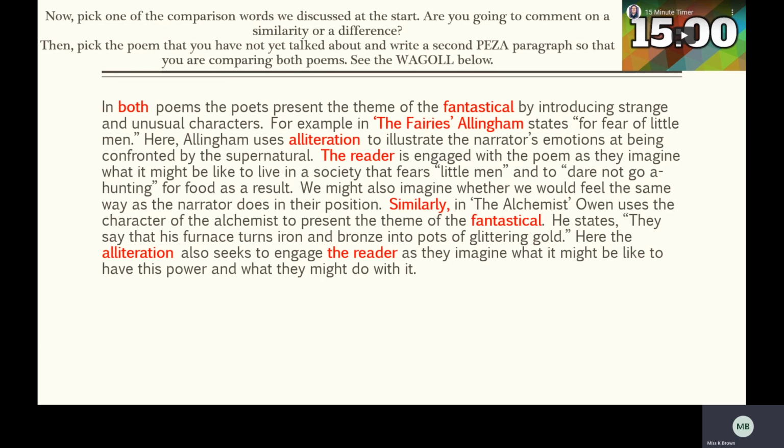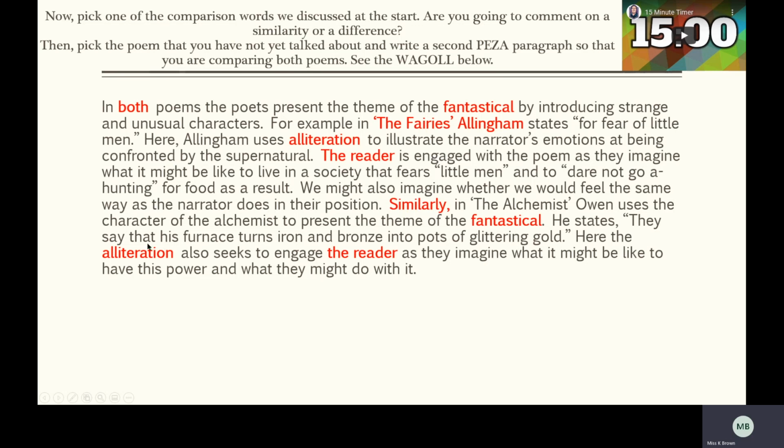So if you have a look at the waggle, which I've got on the board, right up until "similarly", that is exactly what we have got in our sentence starters up at the top. But from "similarly", this is where I've added my second piece. So I say, similarly, in The Alchemist, Owen uses the character of the alchemist to present the theme of the fantastical. I'm still following those instructions. I'm still focusing on the question. I'm still making sure that I'm picking up those marks.